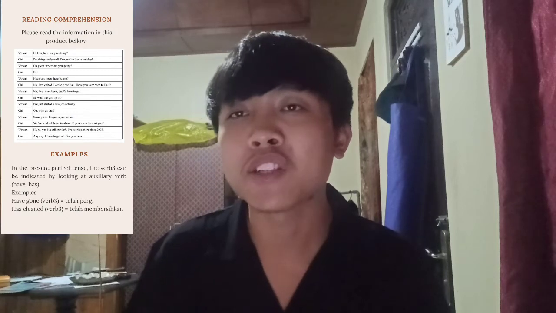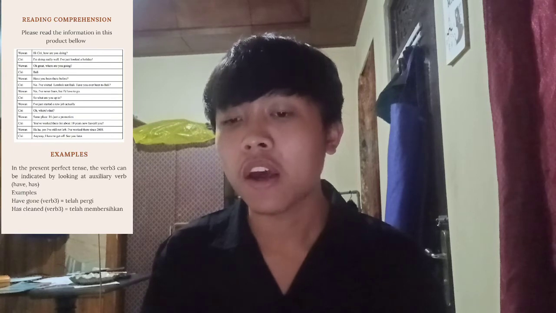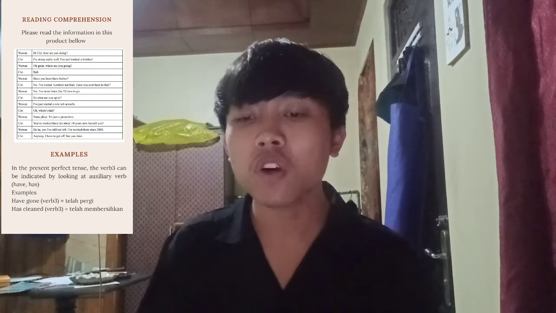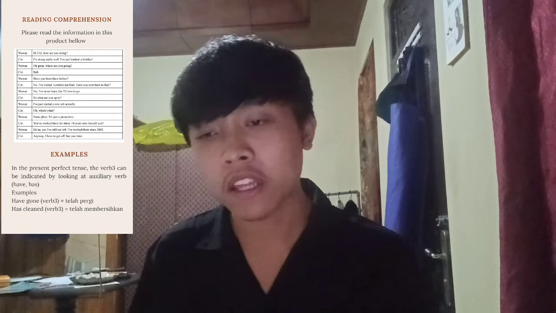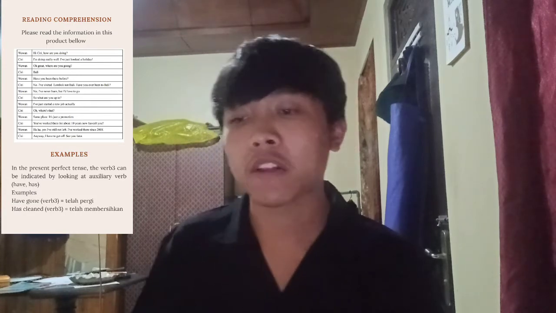Here I have the conversation between two people, which are Wawan and Ciri. And then I also provided an example of the use of the present perfect tense. Then I also provide the information which indicates the use of present perfect tense.